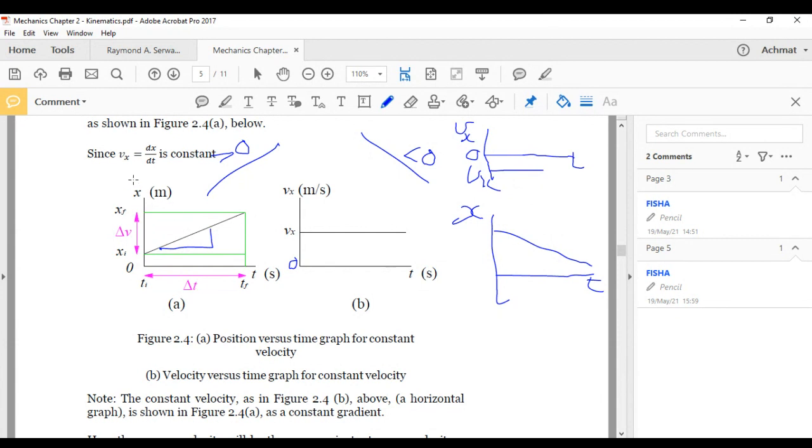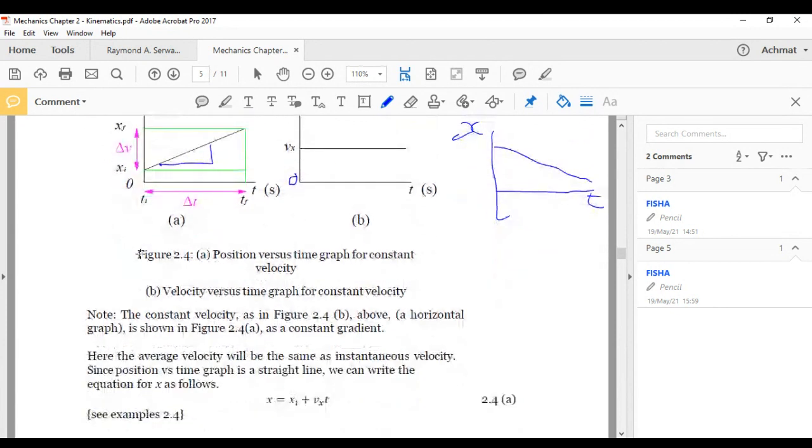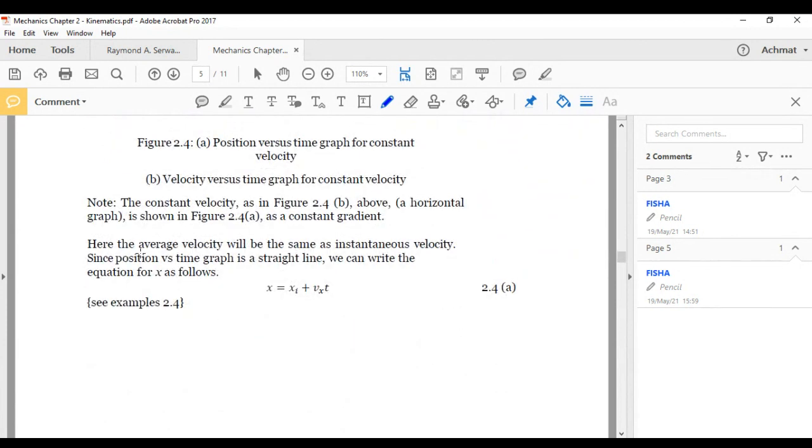I'm still used to saying displacement time graph because that is how I normally taught this when I was teaching physical science at school. I always called it a displacement time graph, but the correct way really is to call it a position time graph, because this effectively just tells you your positions. Okay, all right, so there we are.